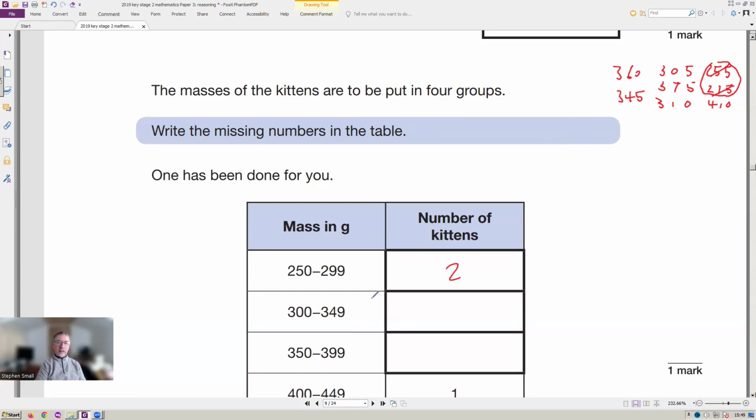Anything in the 300s, 300 up to, well, not anything above 349. So there's one of them. 1, 2, 3. Yeah, 3 goes in there. And then we got 350 to 399. Well, there's a 360 there and a 375. Yes, 2 of those. Let's check. We got 3, 4, 5, 6, 7, 8, and there were 8 of them. Yes, that's right. Okay.